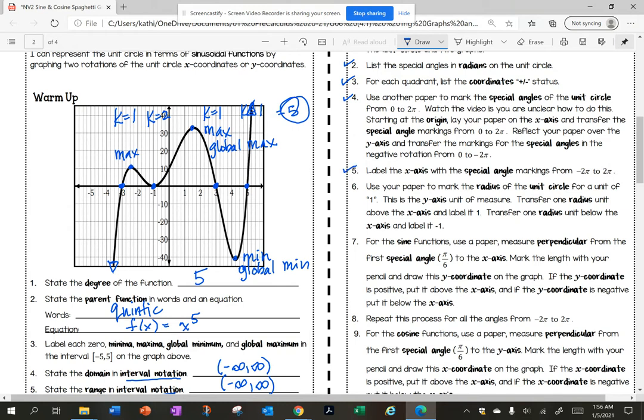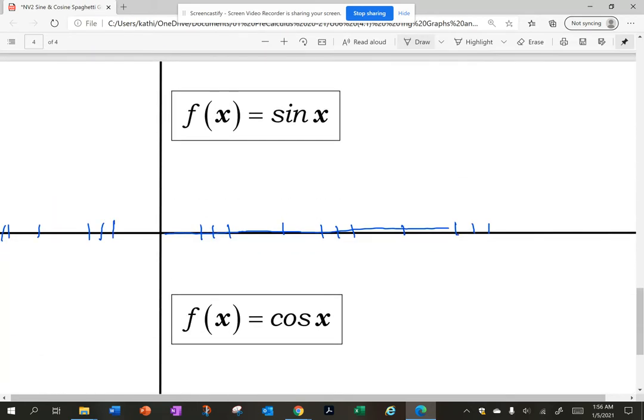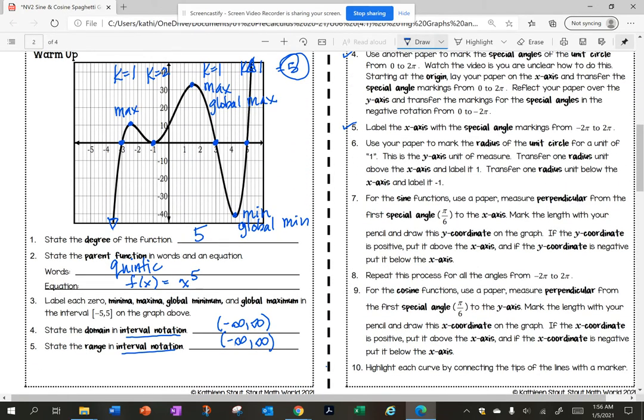Then you're going to actually write what each of the angles are. So this first one is going to be pi over 6, pi over 4, pi over 3. You're going to mark all the angles in the positive and the negative direction. And then you're going to take the radius of 1 and mark that on the y-axis. Okay, so I'm going to let you figure that out.